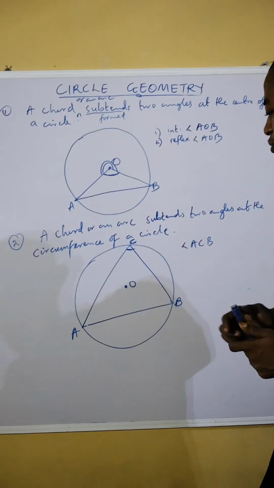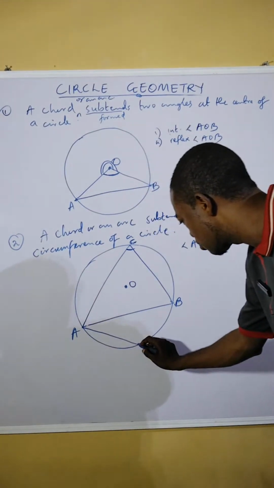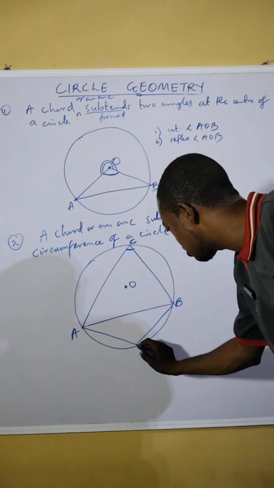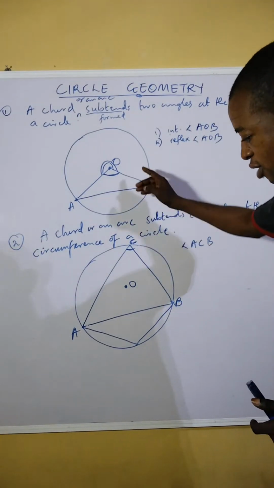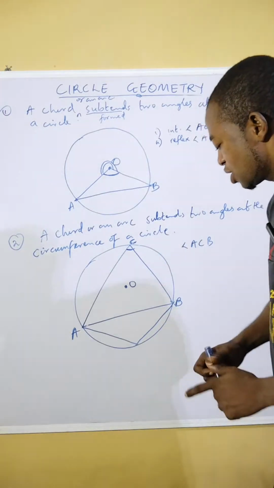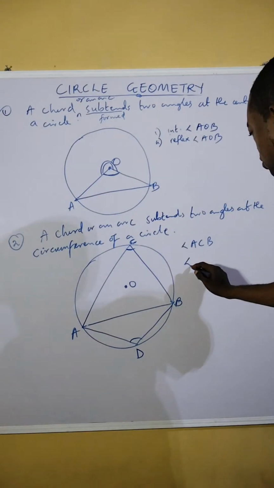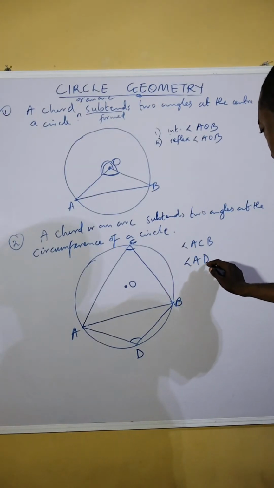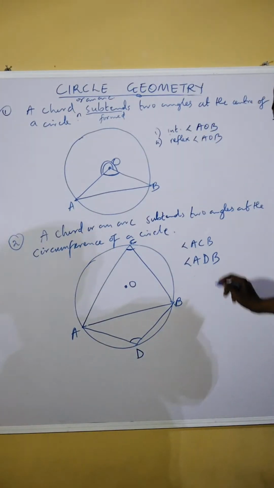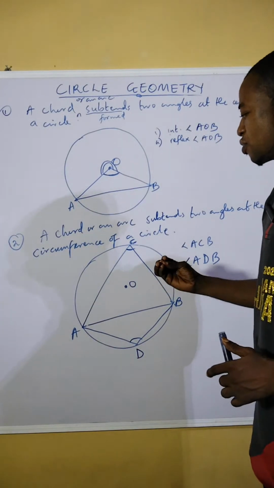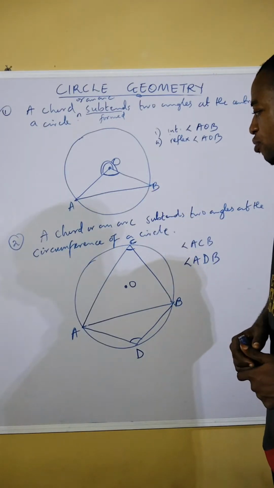All right. And it also forms another angle here, which is at the circumference as well. You know, this is the circumference here at this side. This is also a circumference at this side. So we can call this angle D. Also, we have angle ADB. That is moving from A to D, then to B at the circumference. So these are the 2 angles that are formed at the circumference. So these 2 points are very important.